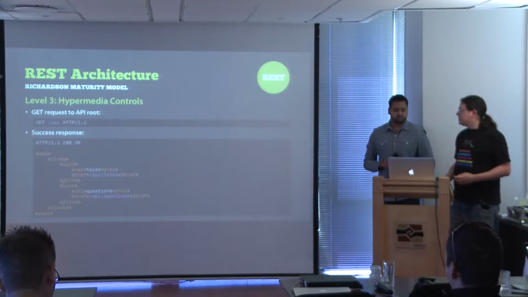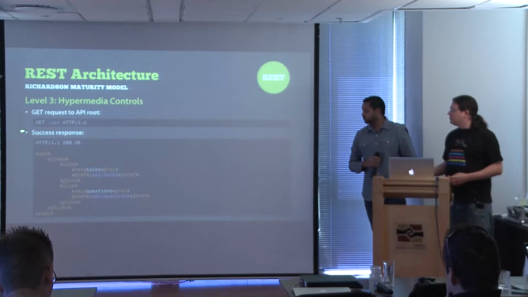It'll usually be some documentation that tells you, okay, there's stuff here or there. But if you want to find out how to get the questions for a talk, you're probably going to have to go read some documentation. With HATEOAS, the idea is to include that information in the response so that it's just a link that you can follow to go and get that additional information. So there's just an example.